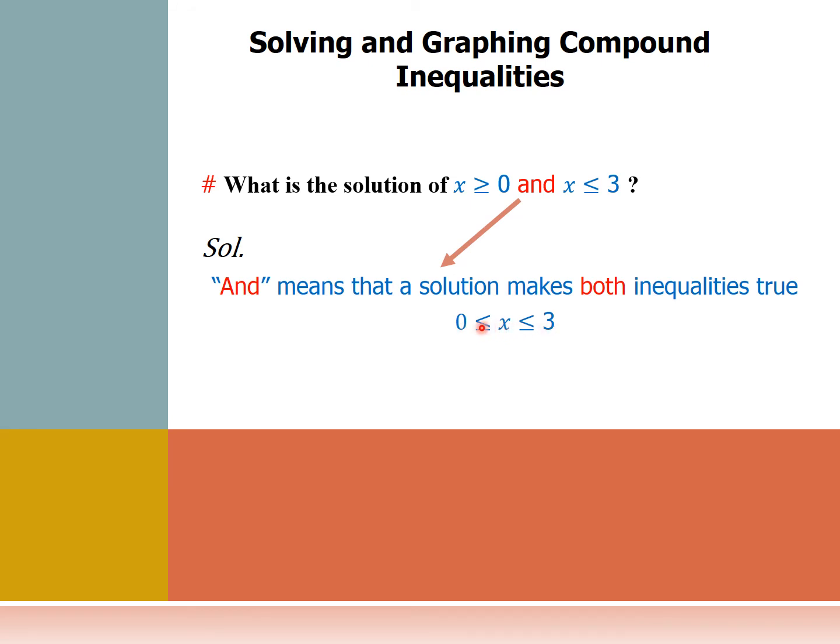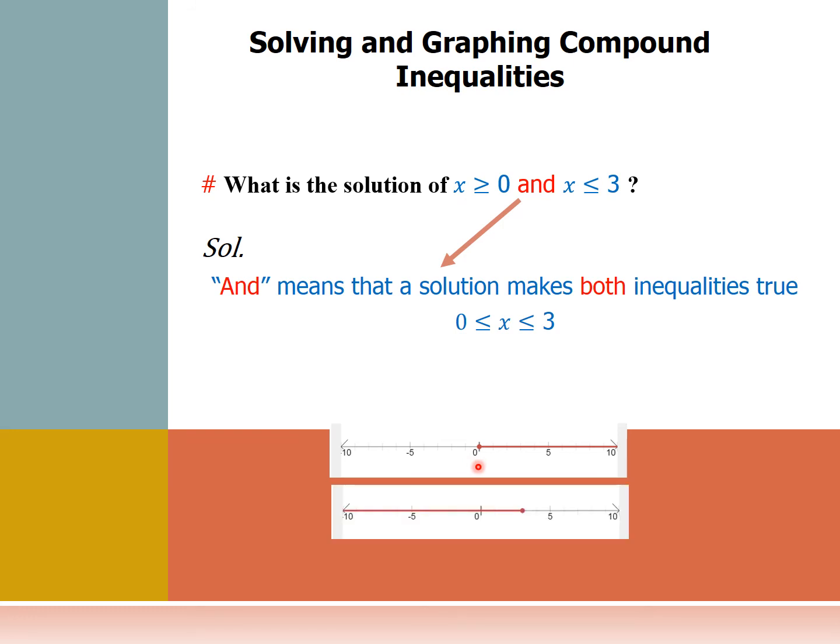So we have x between 0 and 3. X is greater than or equal to 0 and at the same time less than or equal to 3. So both inequalities are true. To find the graph, this is the first inequality, x greater than or equal to 0. And this is the second inequality, x less than or equal to 3, from 3 to the left.